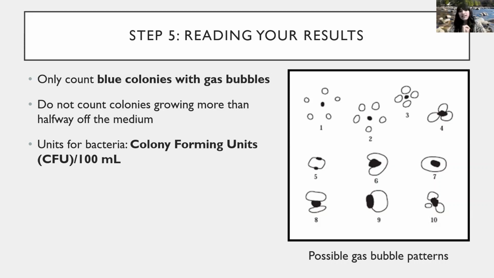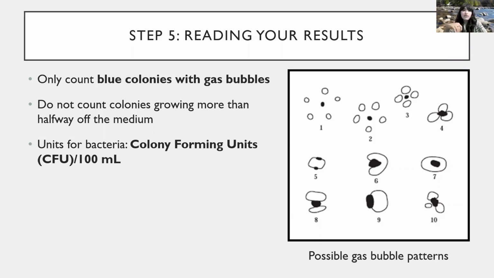Well, the E. coli that we're counting are the blue colonies with gas bubbles. And I know this is a black and white photo right here. We have some real photos coming up to give you some practice. But this little graphic is just to show you examples of what possible gas bubble patterns might come up on your plate. So the E. coli that we're counting are the blue colonies with gas bubbles. There will be red colonies that may also appear, but these are just general coliform, so we are not going to count those for our monitoring purposes.